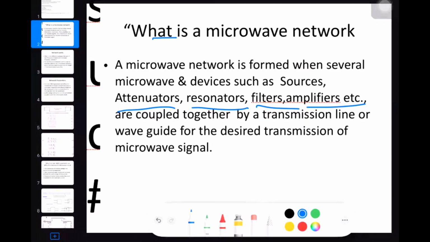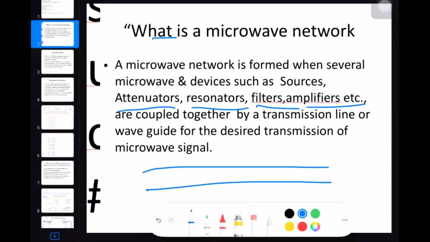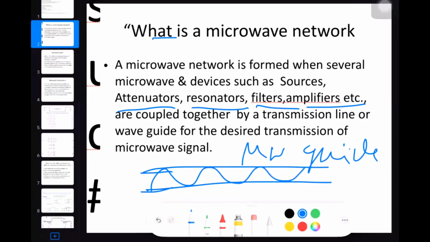So this is what a microwave network is. In a microwave network, all the types of devices which we connect will be microwave guide structures. Why do we call it a microwave guide? Whenever a signal travels from the input of a microwave source, it is allowed to travel in a closed surface, and this closed surface is what we call a guide.